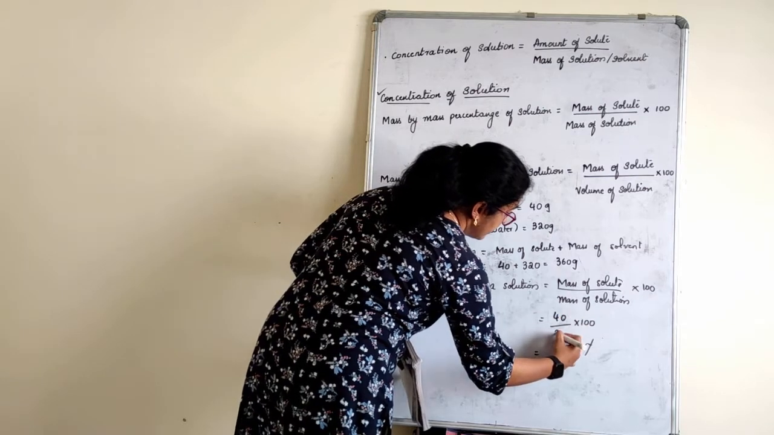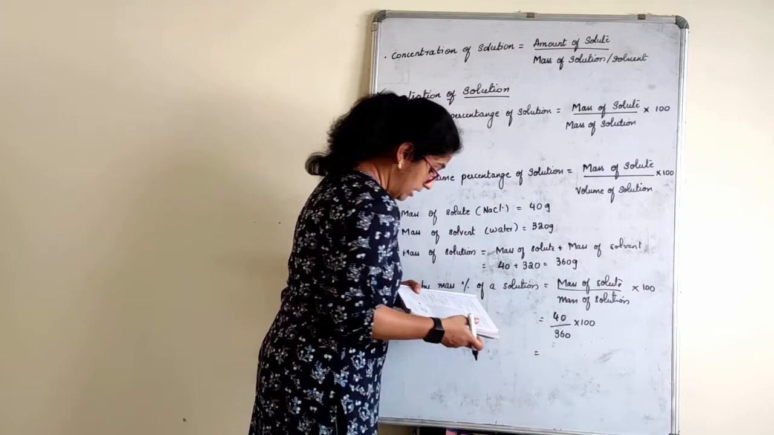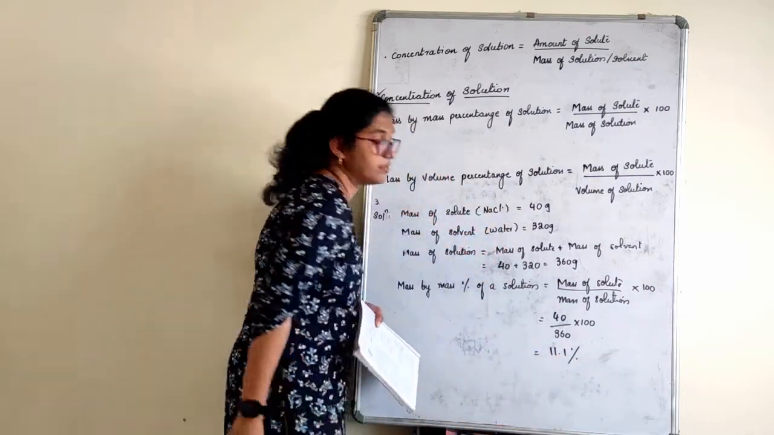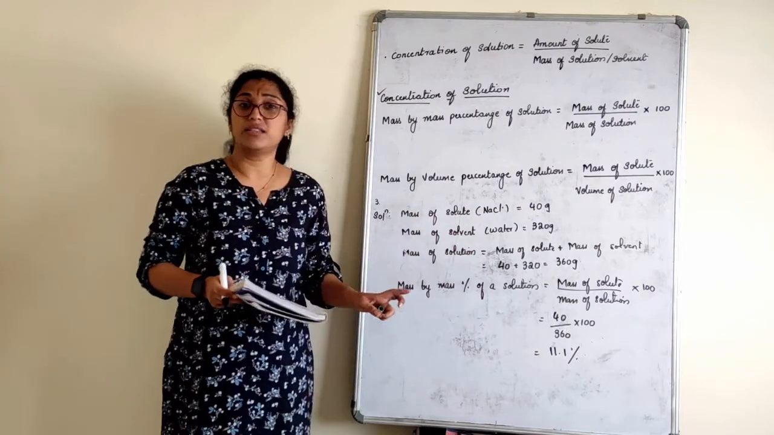40 divided by 360 into 100. Answer is 11.1%. A direct answer, what I have given you after dividing. That's all the sums here.